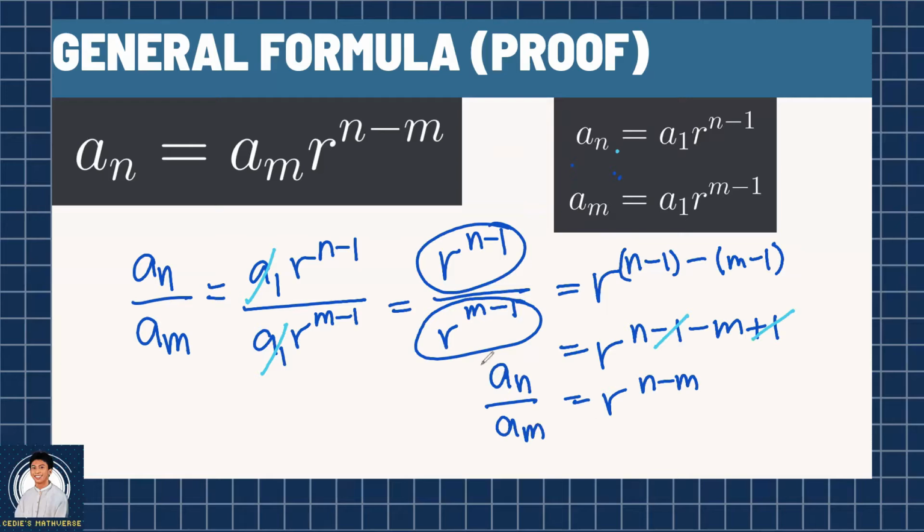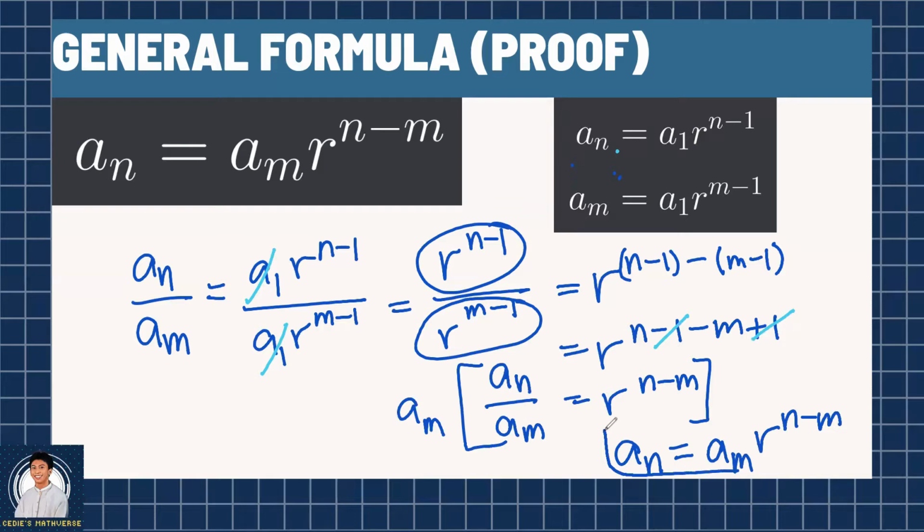Finally, multiplying both sides by a sub m gives us a sub n equals a sub m multiplied by r raised to quantity n minus m, which is indeed the equation we wanted. And that is the proof for the formula without the first term.